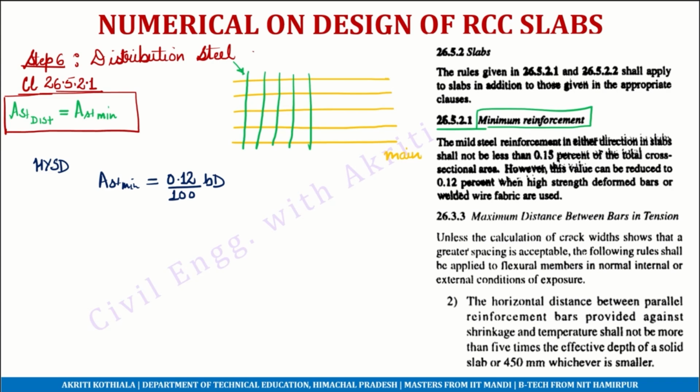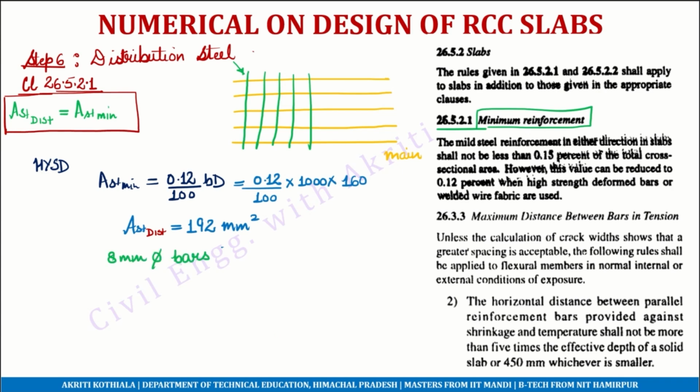So let's substitute the values in this. This calculates to be equal to 192 mm square. So now we have to provide this distribution steel. Generally, we can provide a size or a diameter lower than the size which we have used for main steel, or we can use the same diameter if you want. So here we had used 10 mm diameter bars. For distribution steel, I am assuming 8 mm diameter bars. So 8 mm diameter bars can be used.